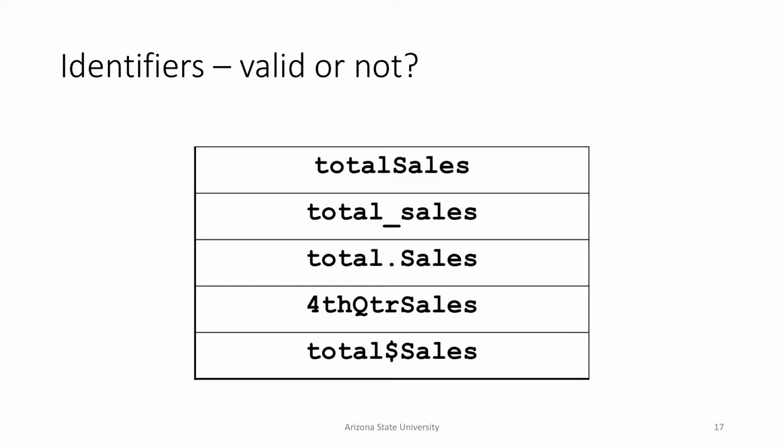What about the second one? Yep, that's valid. What about the third one? No, and what's the reason? Because there's a period in there. What about the fourth one? No, why not? It starts with a number, yeah. And the fifth one? No, for what reason? Starts with a $ sign. You guys are alert. That's awesome. Any questions on identifiers?